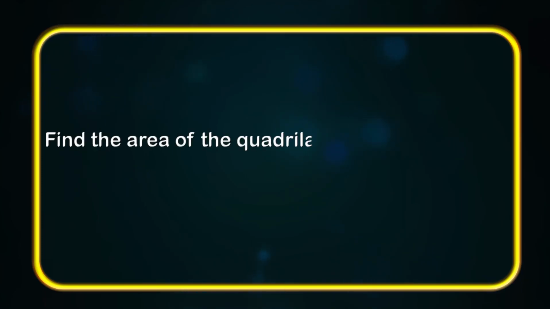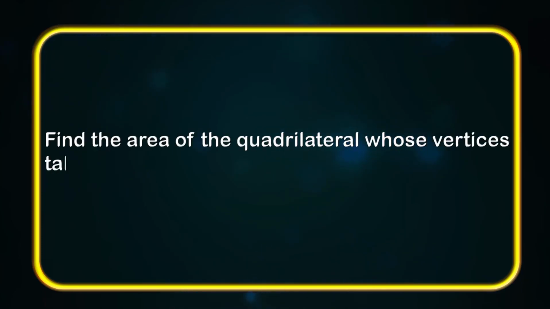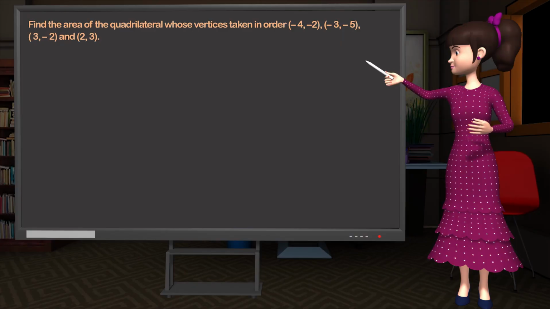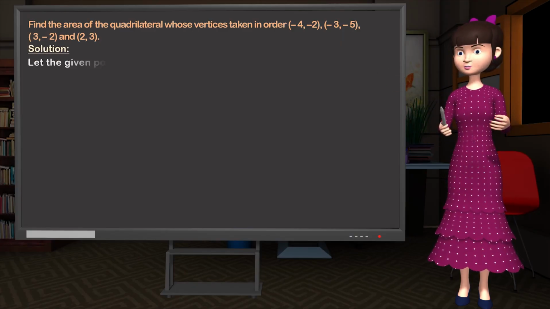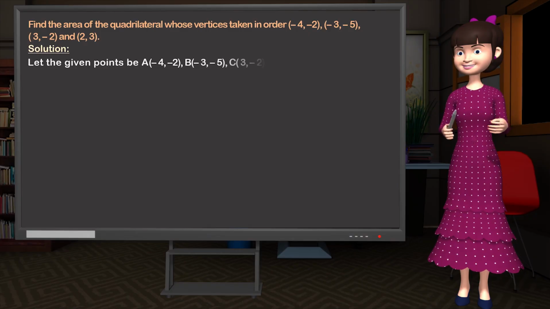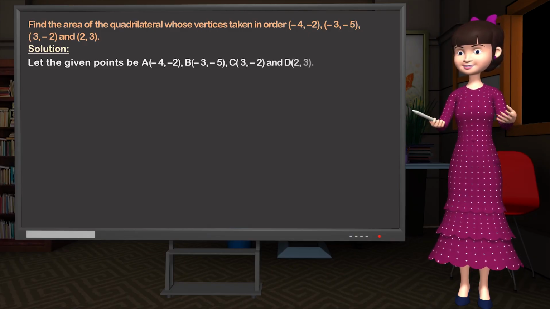Find the area of quadrilateral whose vertices taken in order are (-4, -2), (-3, -5), (3, -2) and (2, 3). Solution. Let the given points be A, that is (-4, -2), B, which is (-3, -5), C, which is (3, -2) and D, (2, 3).